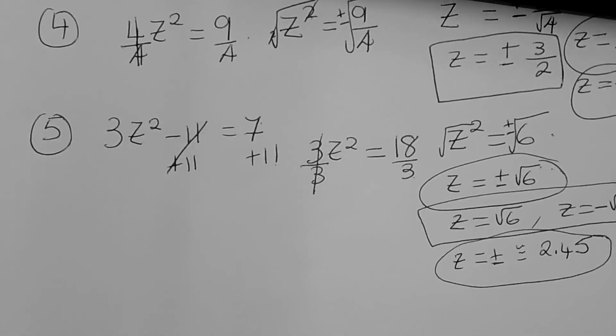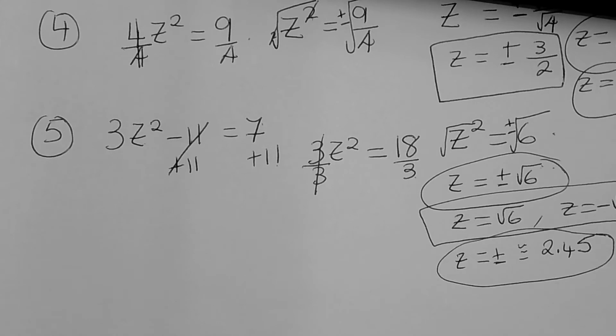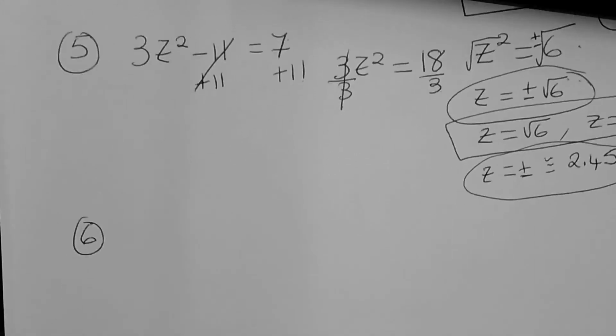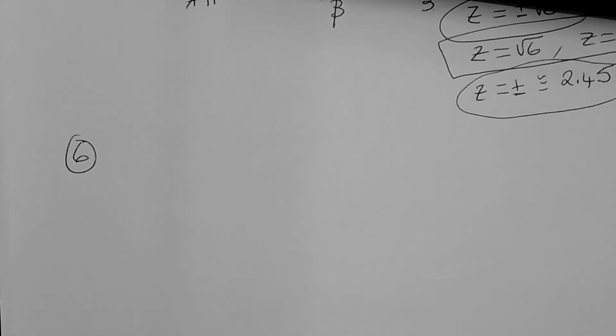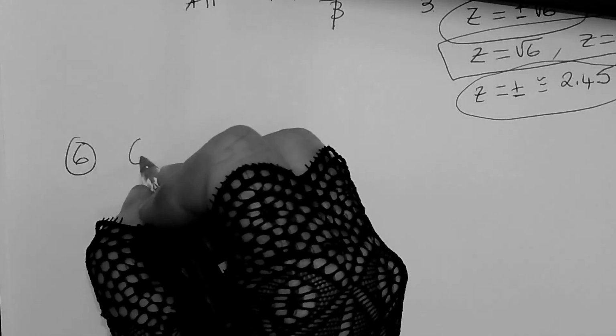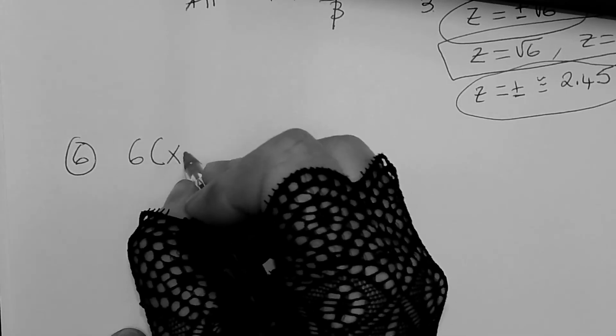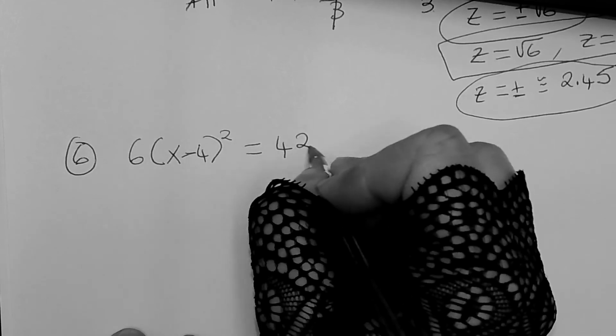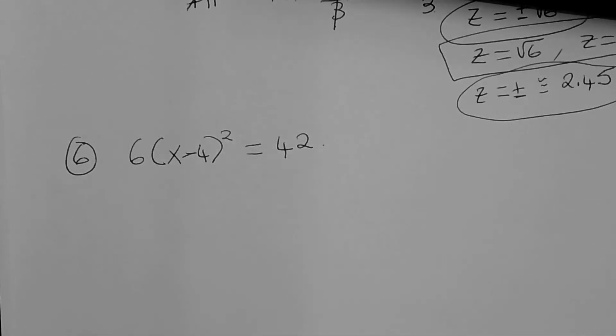Okay, so now we're going to move on to the last couple of examples. Example 6. So they just add a little bit to everything. You start out very simple and you just keep making the equation larger. Okay? So here we go. We have 6 times the quantity x minus 4 to the second power equals 42.